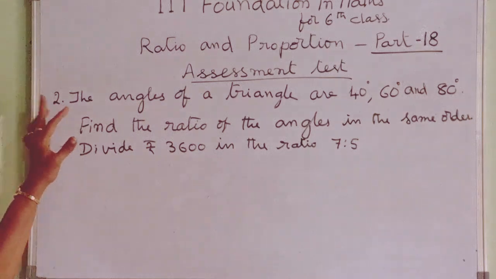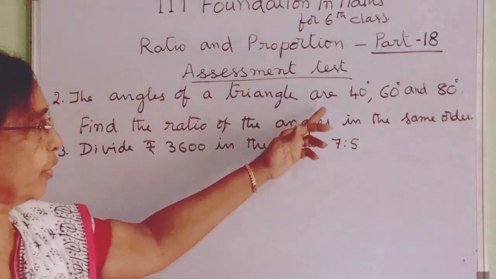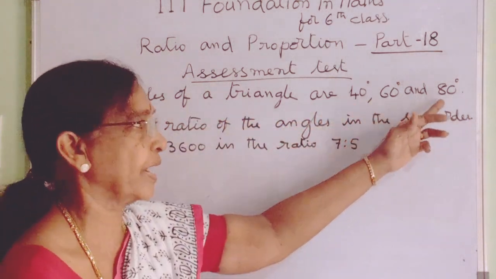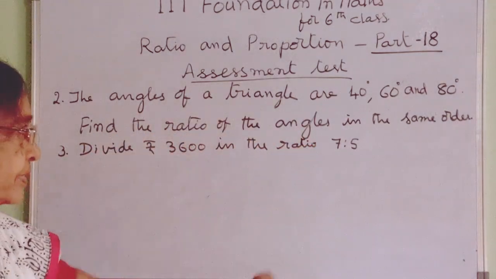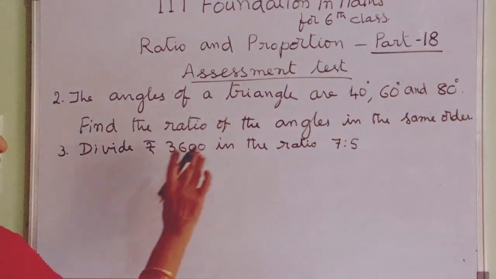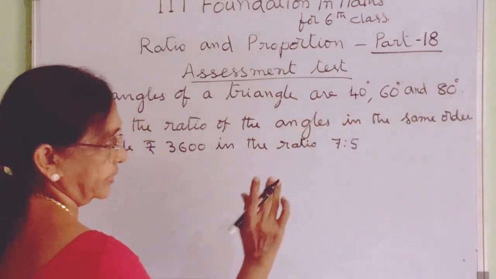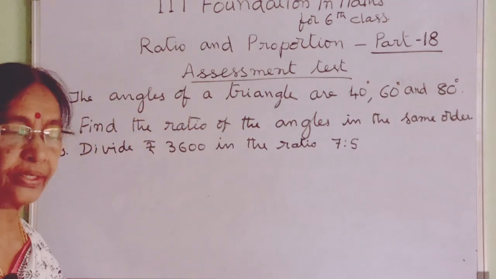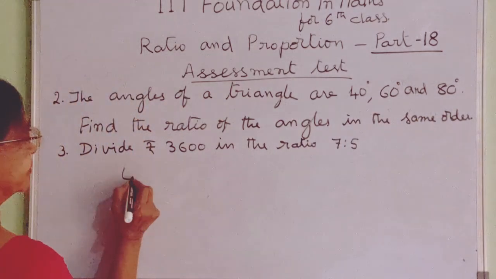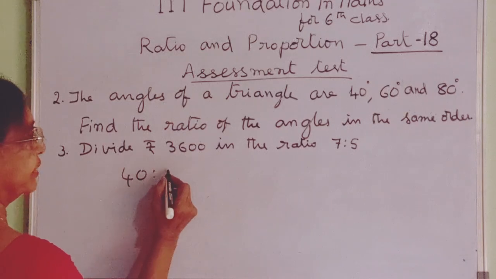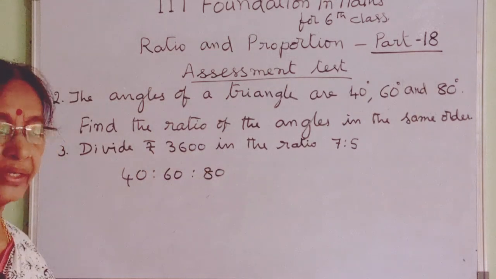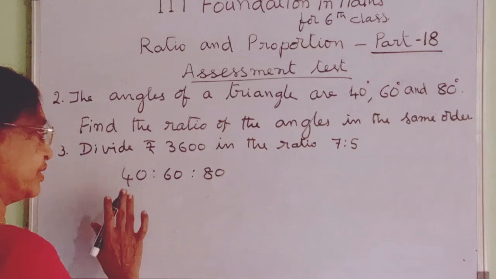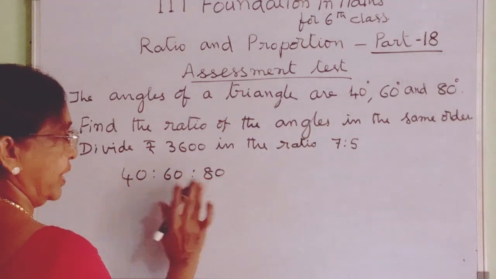Next, second problem. The angles of a triangle are 40 degrees, 60 degrees and 80 degrees. Find the ratio of the angles in the same order. The angles of a triangle are 40, 60 and 80. Therefore, we have to find the ratio in the same order. That means ratio of the angles 40 is to 60 is to 80. All are in degrees only. Therefore, the ratio is 40 is to 60 is to 80.